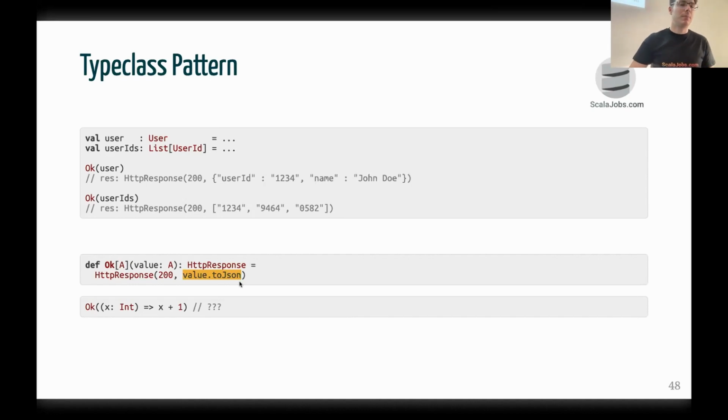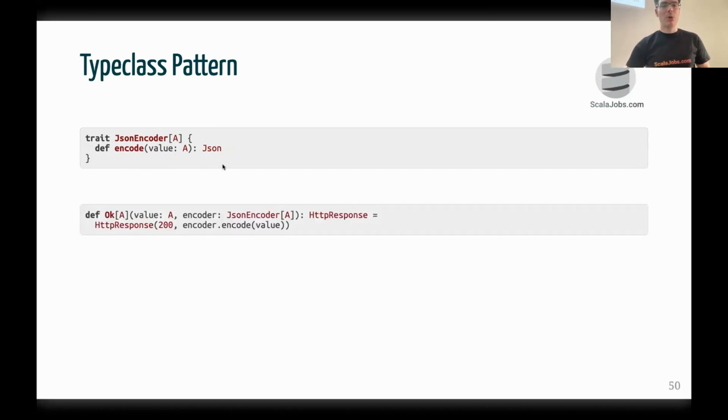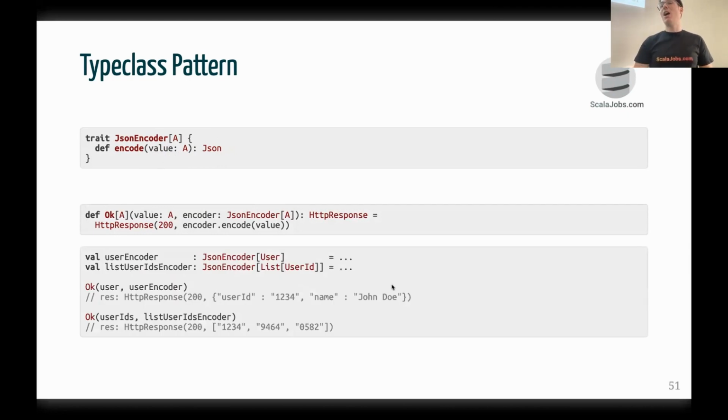So how do we fix this? Well, we could create a trait, a JSON encoder that takes a type parameter. This is generally called a type class. This trait takes an A and produces JSON. Then we change the API of the OK method so that it takes an A, a value to serialize, and the serializer. It works, but it's ugly. Now when you call your method OK, you need to pass the serializer manually. And it doesn't make much sense, because in practice we mostly have one way to serialize one type to JSON.